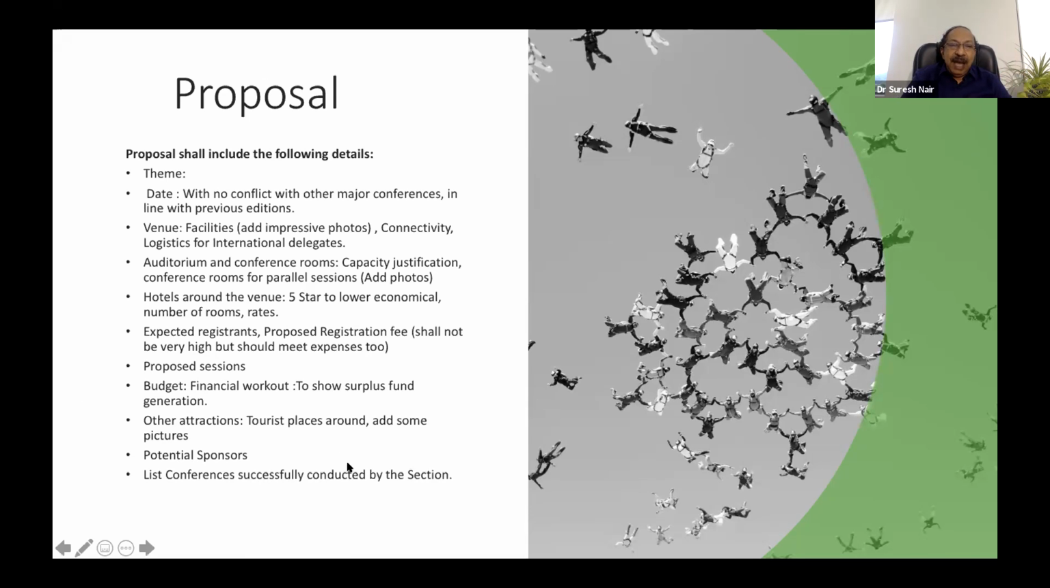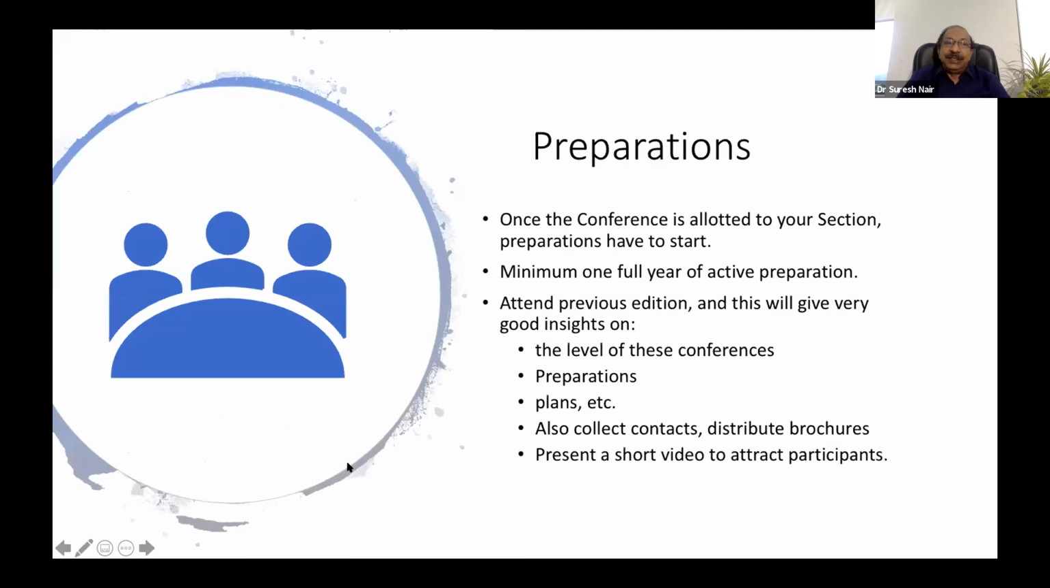Okay, with that, let us move on to the preparations. Let us assume that the conference is allotted to your section. Then preparations have to start. A minimum of 1 full year of active preparation is required for these types of flagship conferences. It may start at a very low pace, but as time goes by, you have to build very high momentum.